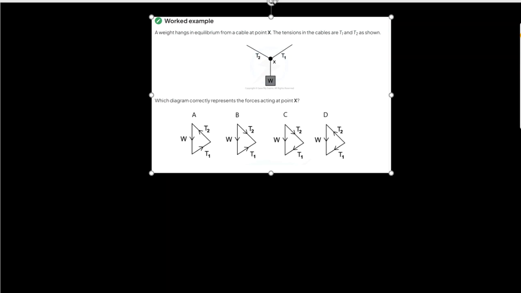This is the point X. The tensions in the cable are T1 and T2 as shown. So these are the tensions. Which diagram correctly represents the forces acting at point X?